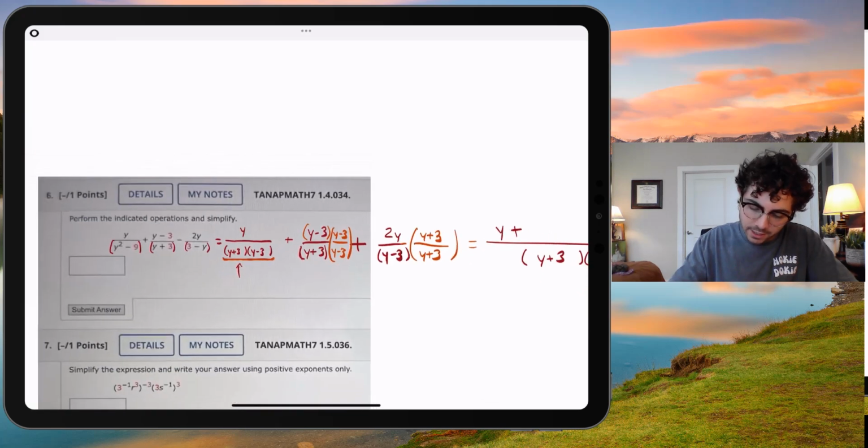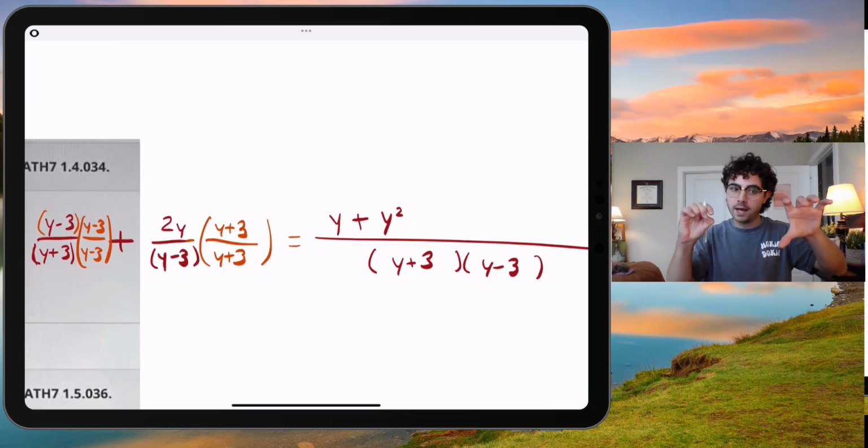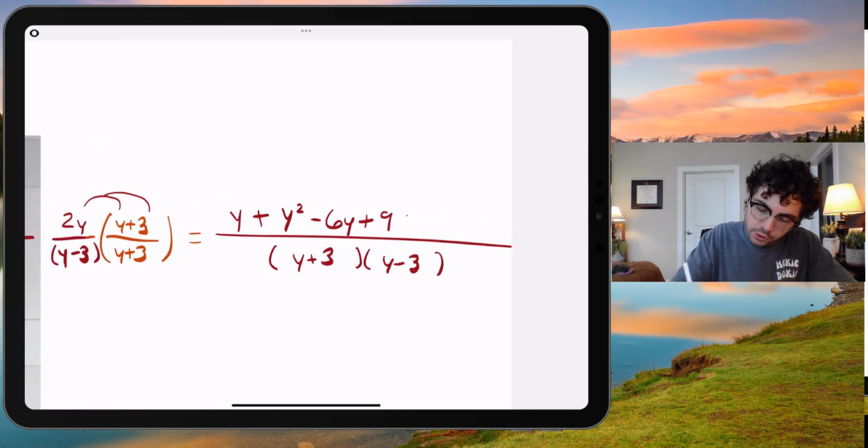I'm going to go ahead and expand all that because I have a feeling a lot of stuff is going to simplify up top. y minus 3 squared is y squared, so y times y. Both terms multiplied, so y times negative 3 is negative 3y, times 2 is negative 6y. And then negative 3 times negative 3 is plus 9. And then we have 2y times y plus 3. Distribute that, we get 2y squared plus 6y.